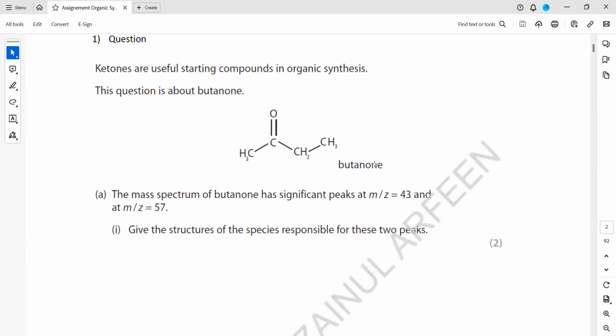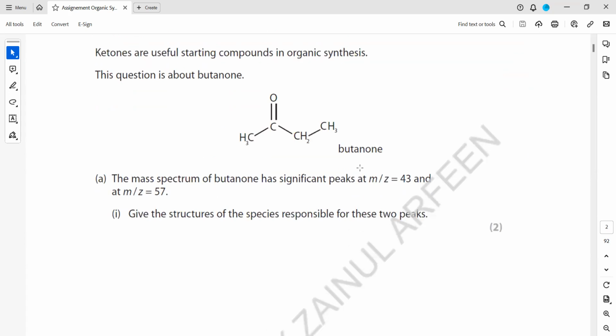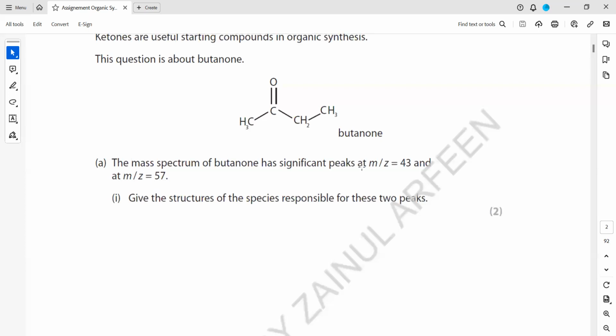The mass spectrum of butanol has a significant peak at 43 and 57. Give the structure of these peaks. So how can you work it out? See, 12 plus 3, 15 is there. 12 plus 16 makes 28. And this will be 14 and this will be 15. You can read from left to right and right to left to work. So we need 53. So 15 plus 28. So that will be 53.